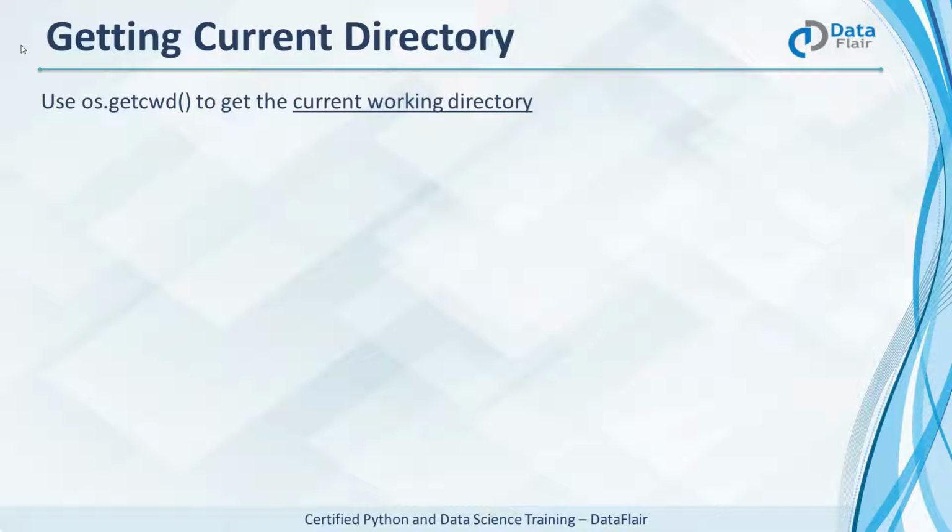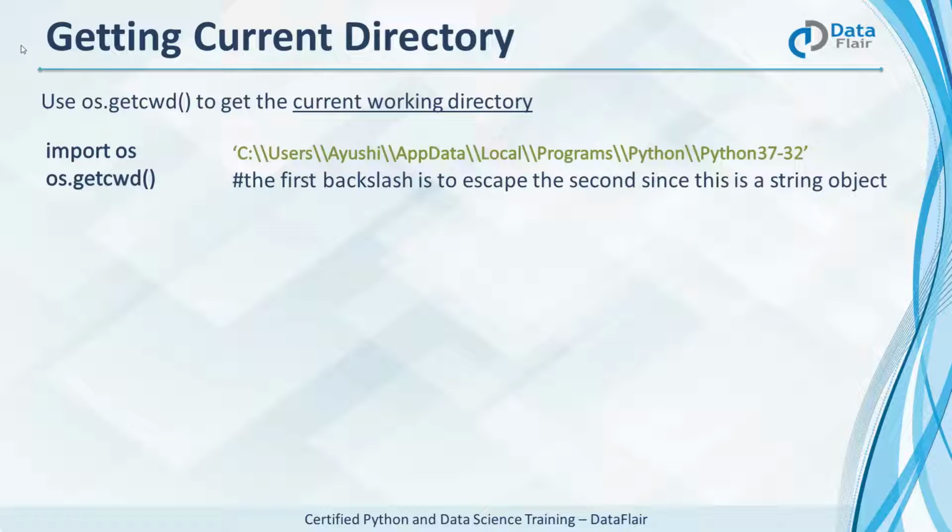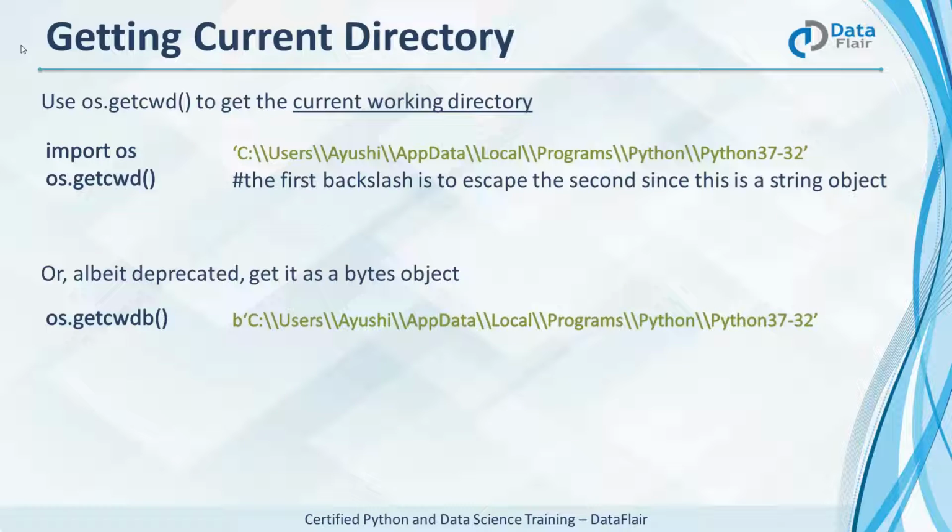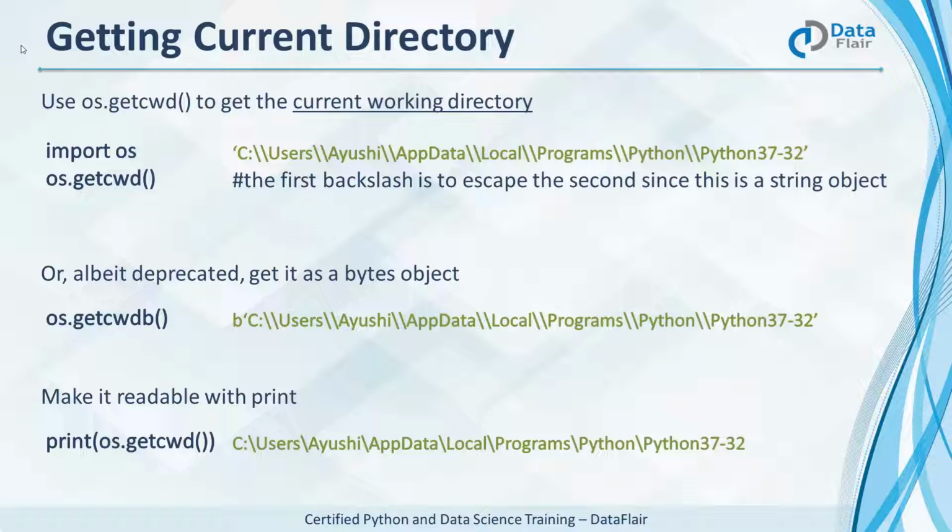To figure out where you currently are, the current working directory, where Python will look for files and directories, use the getcwd function from the OS module. Import OS and call getcwd. This is the current working directory. Since this is a string object, we need a backslash to escape each backslash. Hence the double backslashes. We can also get it as a bytes object with getcwdb, but this is deprecated, obsolete. Printing out a call to this function makes this more readable and removes the escaping backslashes.